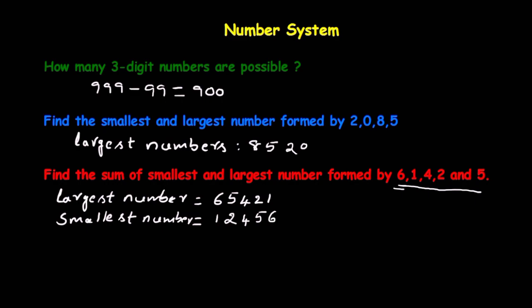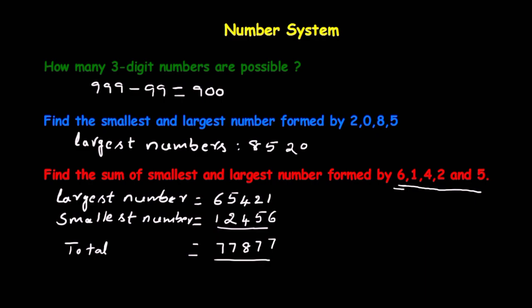Now they asked for the sum, so we have to add: 1 plus 6 is 7, 2 plus 5 is 7, 4 plus 4 is 8, 5 plus 2 is 7, 6 plus 1 is 7. So this is the number: the sum of the smallest and the largest number formed by the digits 6, 1, 4, 2, 5.